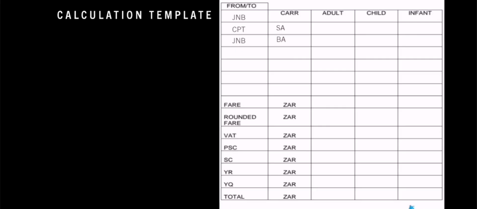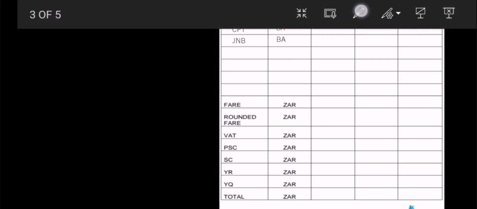So obviously, if the person is an adult and you're charging them 800, in the box next to SA, you will write 800. In this box, you will write 800. And then the next, in this box, you will write 800, excuse me.